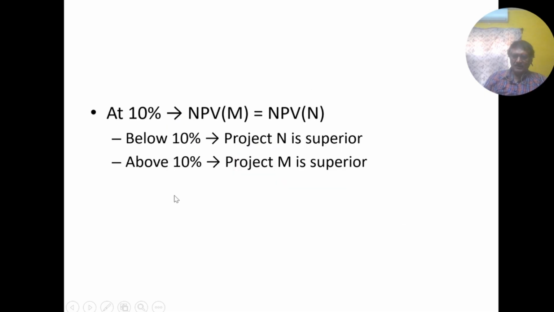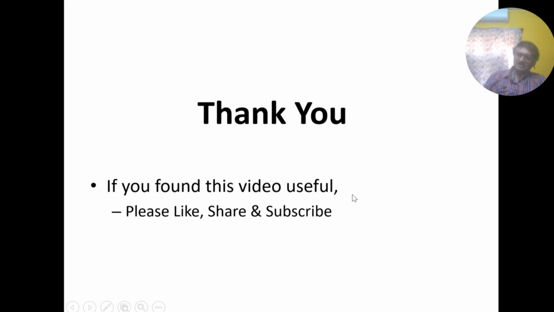This is again the final decision: at 10%, NPV is the same for both projects M and N, so you can accept any project. But below 10% project N is superior, and above 10% project M is superior. I think you have understood how to select the project in a conflicting situation in the case of capital budgeting.